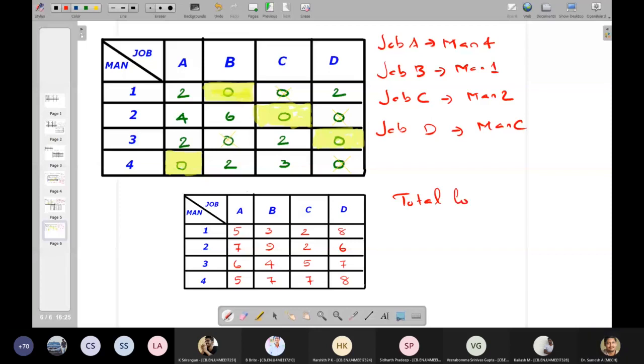So the total cost of assignment will be how much? So 3 plus 2 plus 7 plus 5. How much?